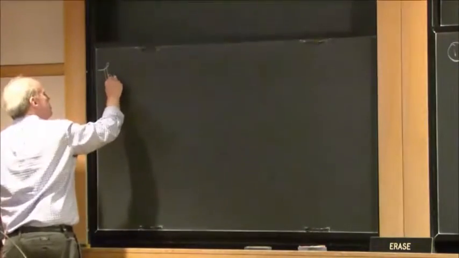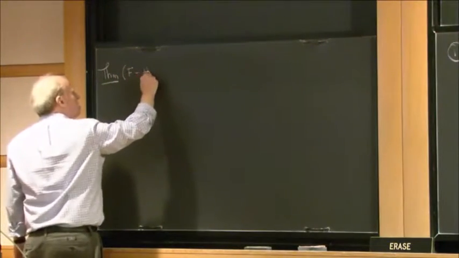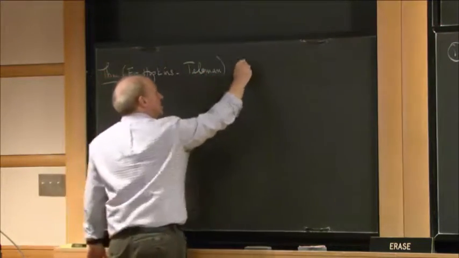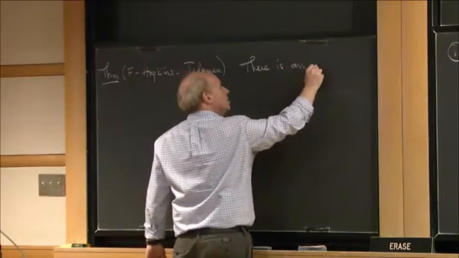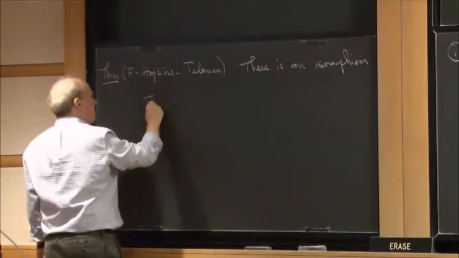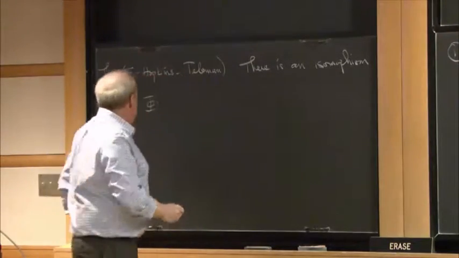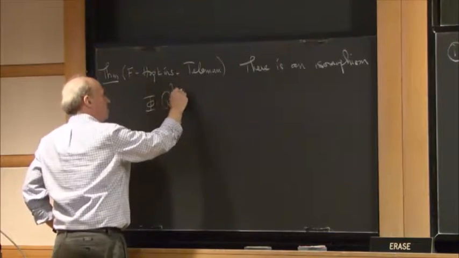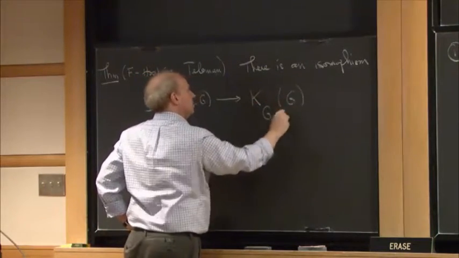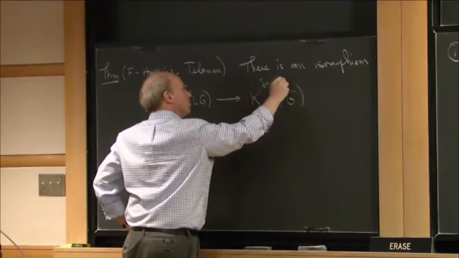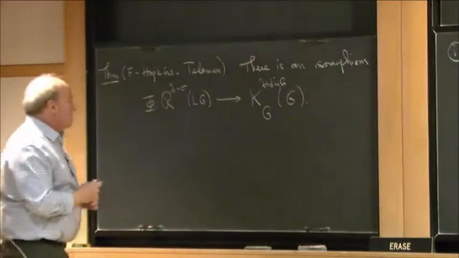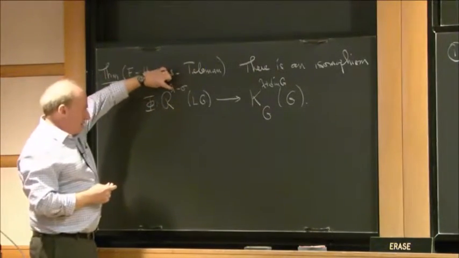So there's a theorem of myself and Mike Hopkins and Constantin Teleman, which says that there is an isomorphism from this Verlinde ring of these representations to this twisted K-theory group. So I've shifted things a little bit. So here there's a shift in the level.